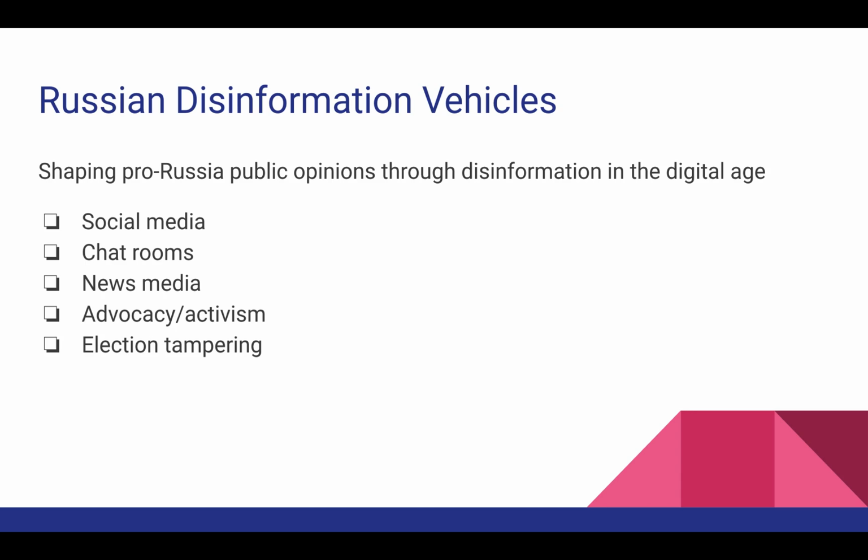Russian disinformation vehicles. Shaping pro-Russia public opinions through disinformation in the digital age is done through a few different vehicles. One being social media, like Twitter, Instagram, Facebook. Another being chat rooms like 4chan, 8chan, where free speech is the freest speech probably in the world. News media, where news anchors will still talk about Russian ideals because, one, either they don't know and can't verify it, or two, because they're calling it out.